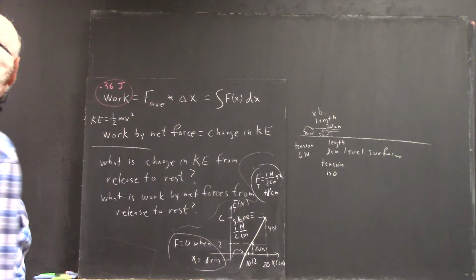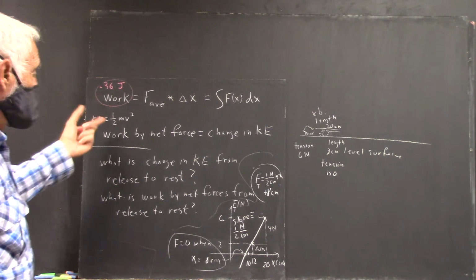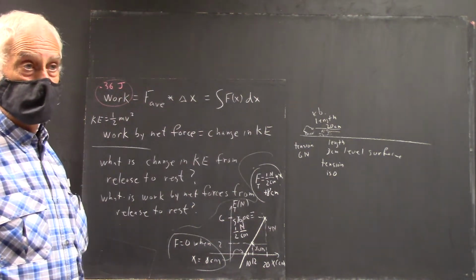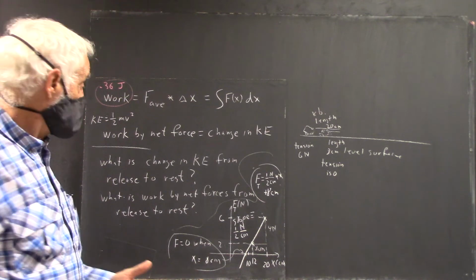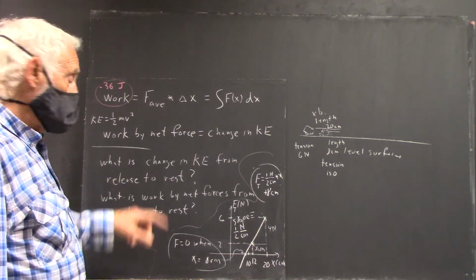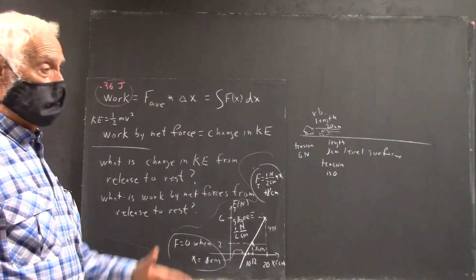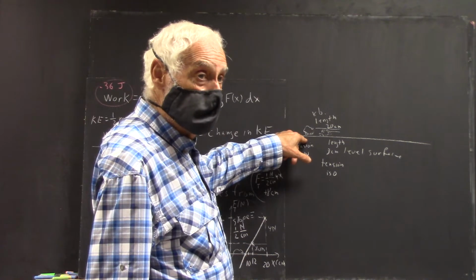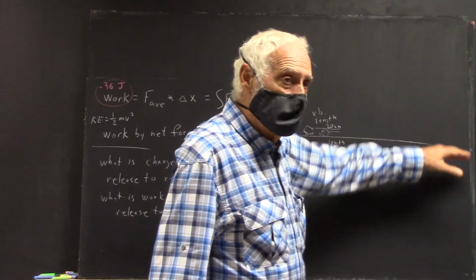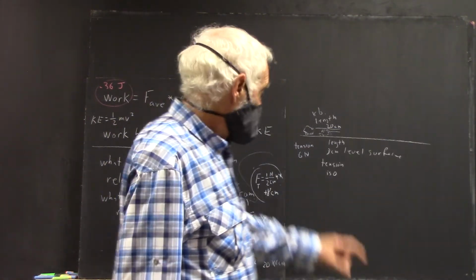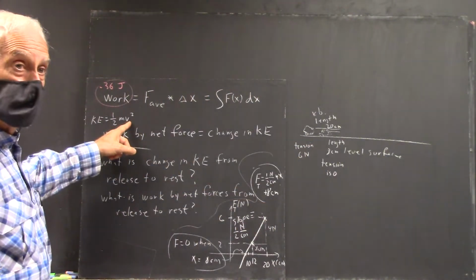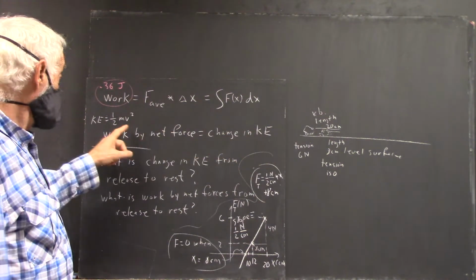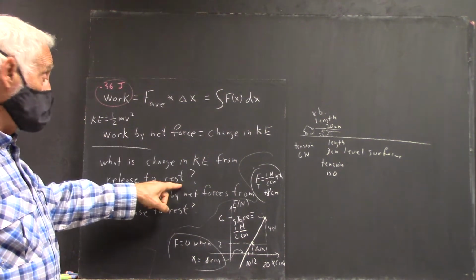Now, kinetic energy, 1/2 mv squared. Work done by the net force is a change in kinetic energy. That's your work-energy theorem. So question, what's the change in kinetic energy from release to rest? A lot of discussion, but this thing is released, its velocity is 0. When it comes to rest, its velocity is 0. So kinetic energy, 1/2 mv squared, v is 0 at the start and v is 0 at the end, so the change in kinetic energy is 0.